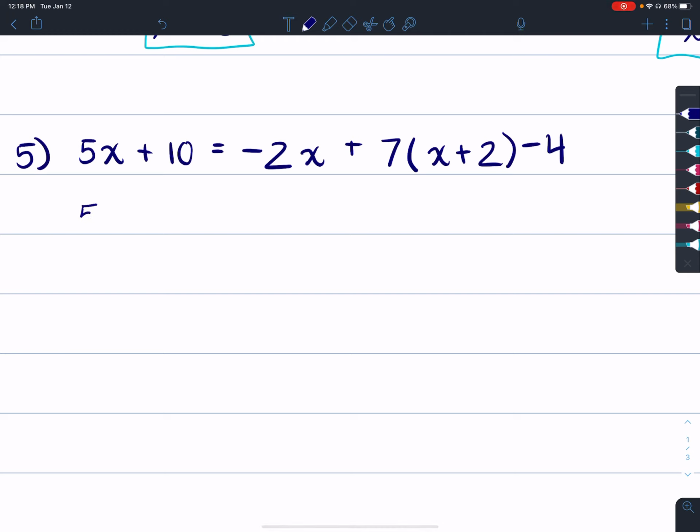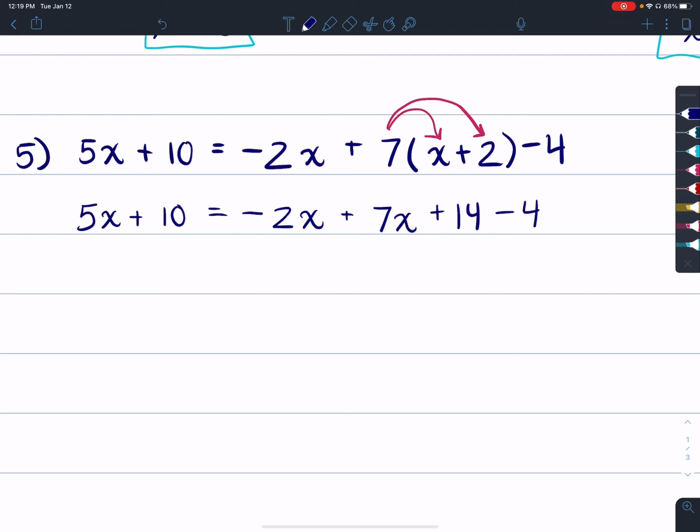So I'm going to rewrite this side, and over here we have to start multiplying and simplifying. Here we have a 7 sitting outside a set of brackets, which means we're going to have to distribute that 7. And then I'll rewrite this. So 7 times x gives us a 7x. 7 times 2 gives us 14. And now we have a whole bunch of like terms on this side. Again, before we can even do anything with solving for x, we need to simplify all of that.